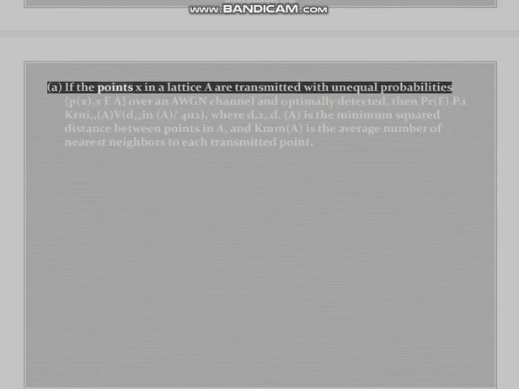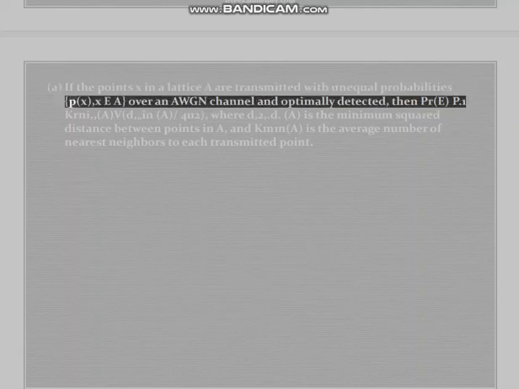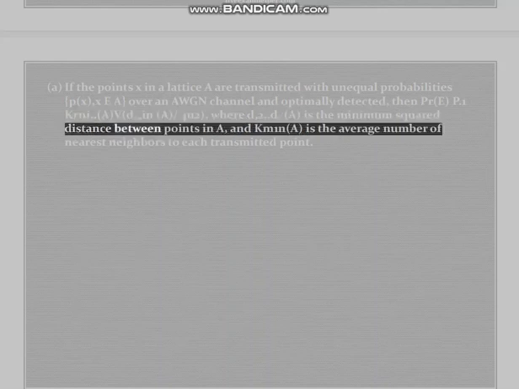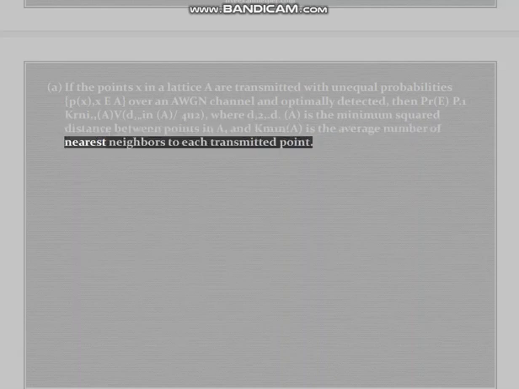E. If the points x in a lattice Lambda are transmitted with unequal probabilities p(x) over an AWGN channel and optimally detected, then Pr(E) is approximately K_min(Lambda) Q(d_min^2(Lambda)/(4 sigma^2)), where d_min^2(Lambda) is the minimum squared distance between points in Lambda, and K_min(Lambda) is the average number of nearest neighbors to each transmitted point.